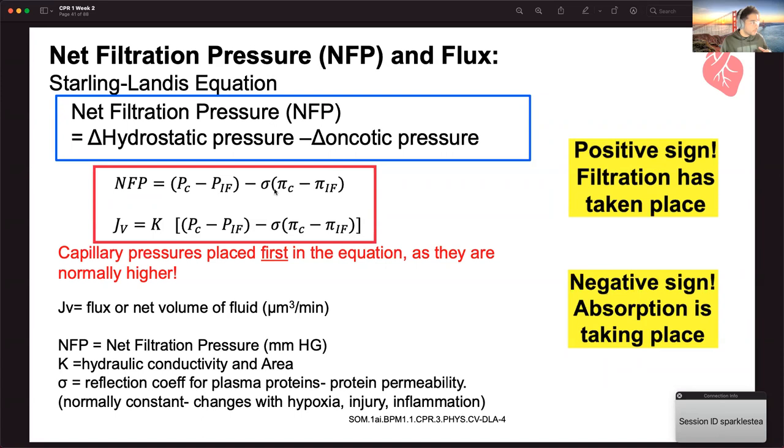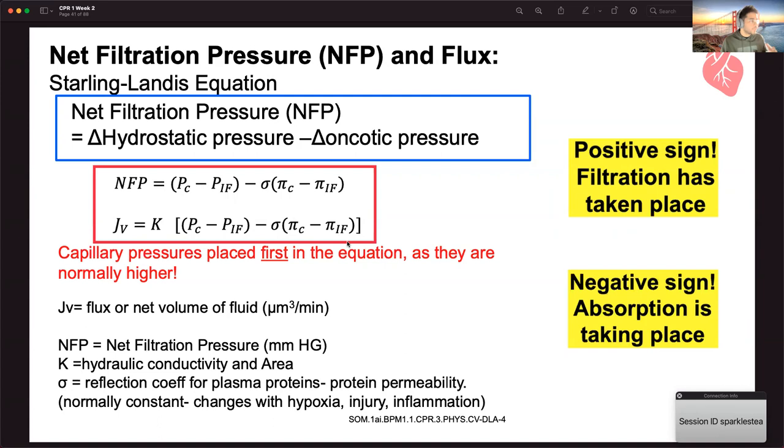Plasma oncotic pressure is this one, right? Pi C, and then pi I, which is interstitial fluid oncotic pressure. Know these very well, as well as K, the reflection factor. They will tend to give you those, and people will often forget to include them in the formula and end up messing it up.